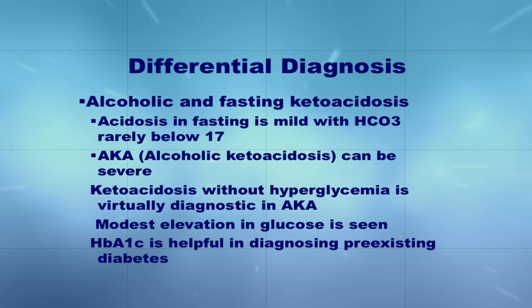The differential diagnoses of diabetic ketoacidosis are alcoholic and fasting ketoacidosis. Generally, these are easily ruled out by the fact that there is modest elevation in glucose, if any, and ketosis that is usually very low. And if you happen to have hemoglobin A1C, it usually is normal in such conditions, indicating the patient is not diabetic to start with.